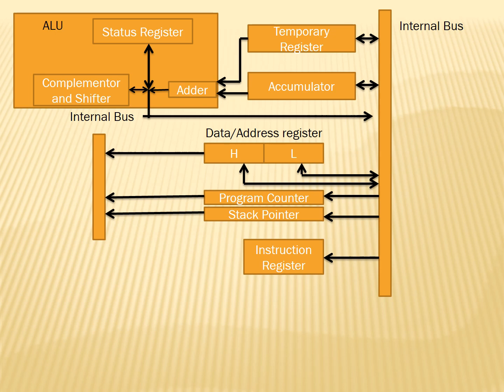So by this we complete all the concepts of registers. Here we started with the ALU, the main unit, then temporary register, accumulator, data/address register, program counter, stack pointer, and the instruction register. So the temporary register, accumulator, ALU, data register, program counter, stack pointer, as well as instruction register, all will be connected to the internal bus to transfer the data from one block to another.